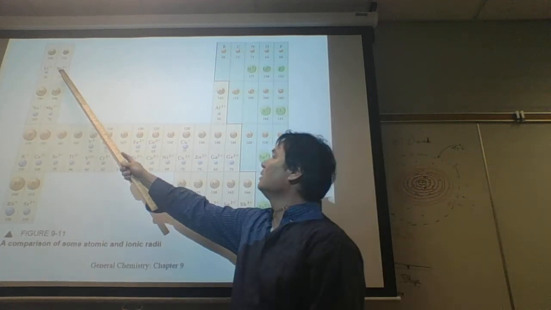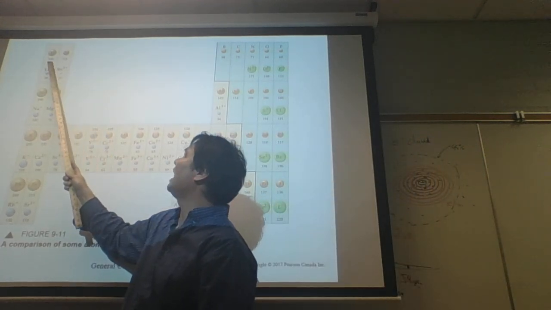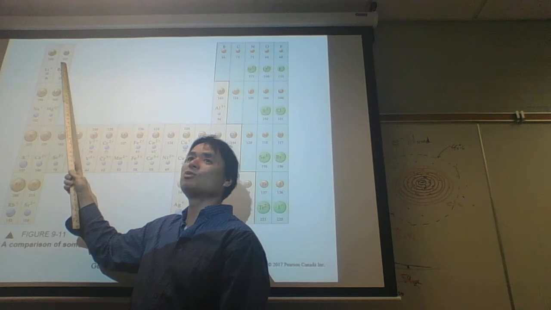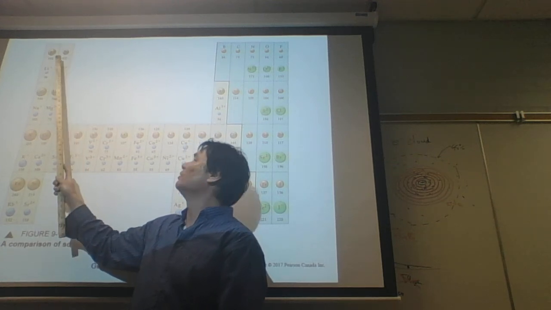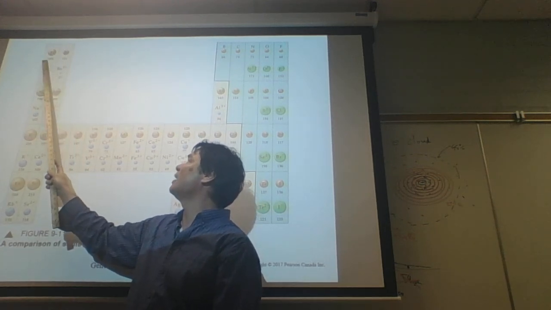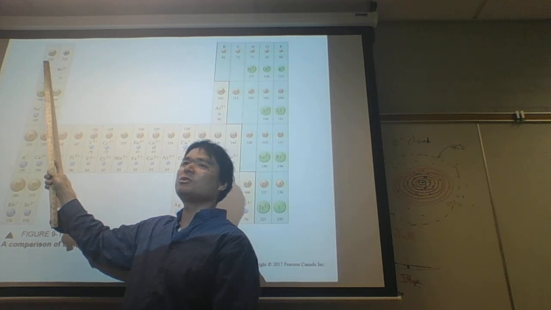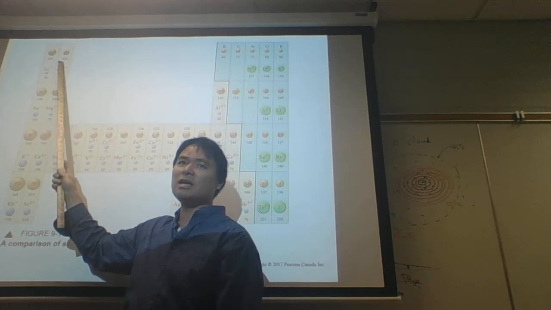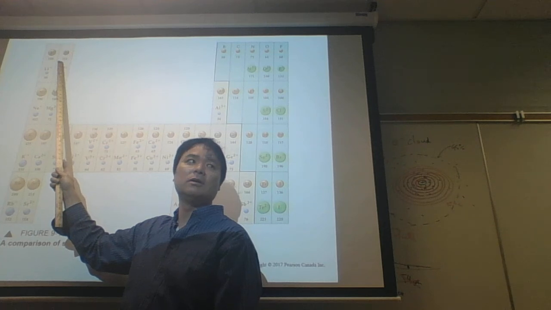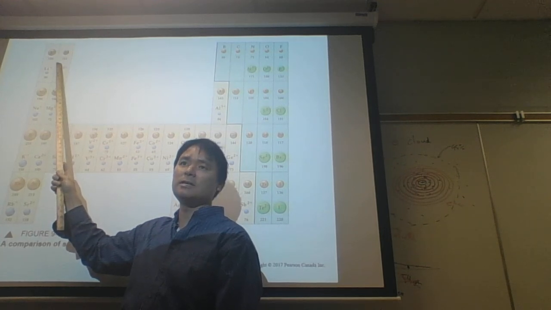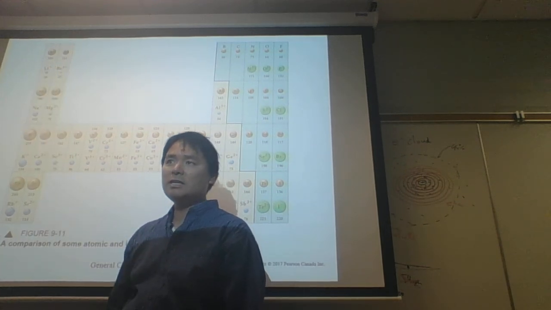Whereas when I look at lithium, lithium is 155, beryllium's 112, a dramatic shrink. So here I added one proton, but I also added one same shell electron. Same shell electron does not cancel out the effective Z. So do you guys got that?